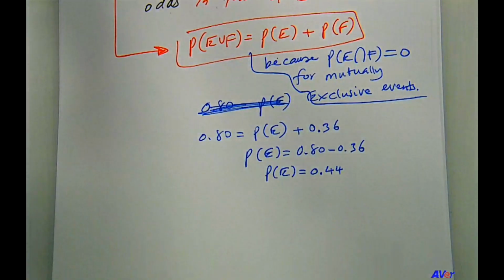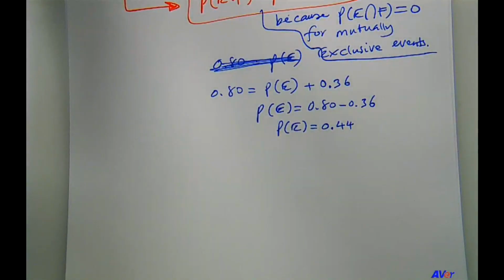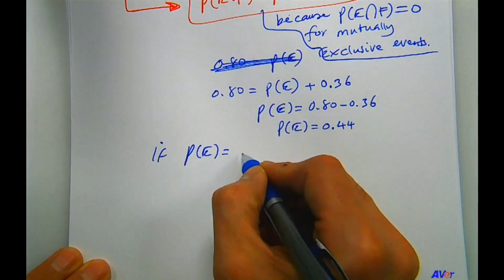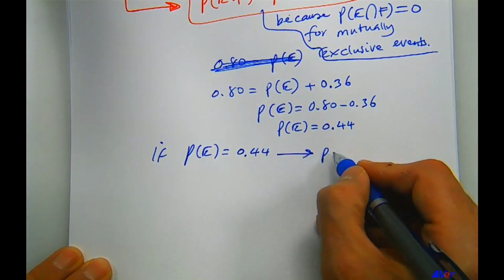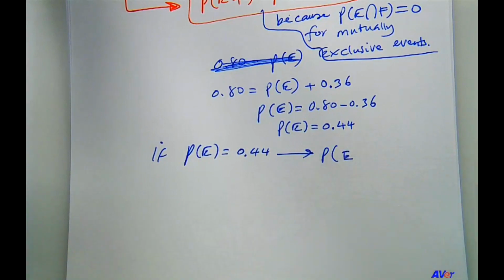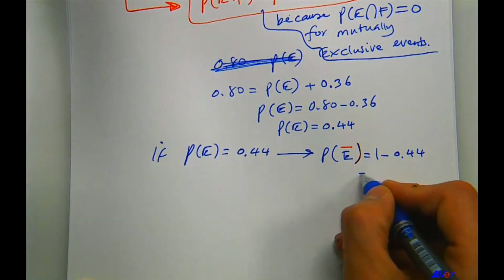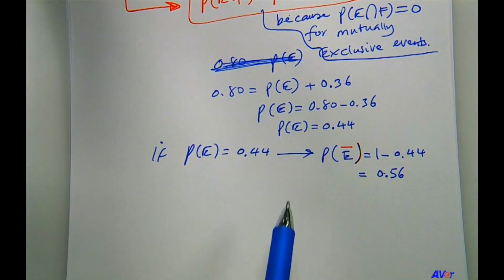So we want the odds in favor of E. That means if you know probability of E, then you know the probability of its complement. So if probability of E is equal to 0.44, then probability of E bar, that means E not happening, must be equal to 1 minus 0.44 or 0.56. So we are looking for odds in favor of E.